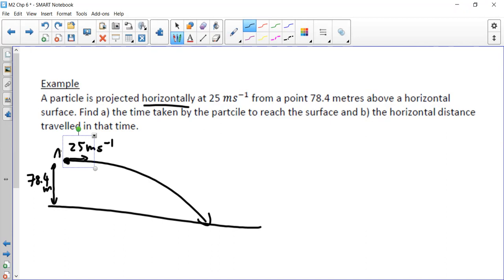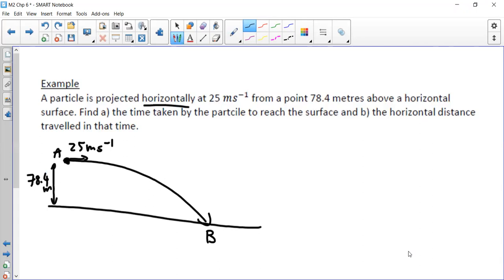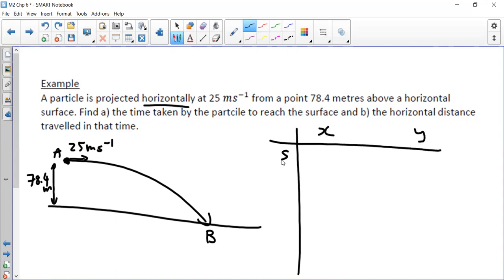So let's call this point A and this point B. Now, because there are two dimensions in here, one horizontal and one vertical, if one dimension uses one suvat, then two dimensions will use two suvats. And hence, the method that we use in projectile is a double suvat. So the way we set it up is like this: x, y, suvat.